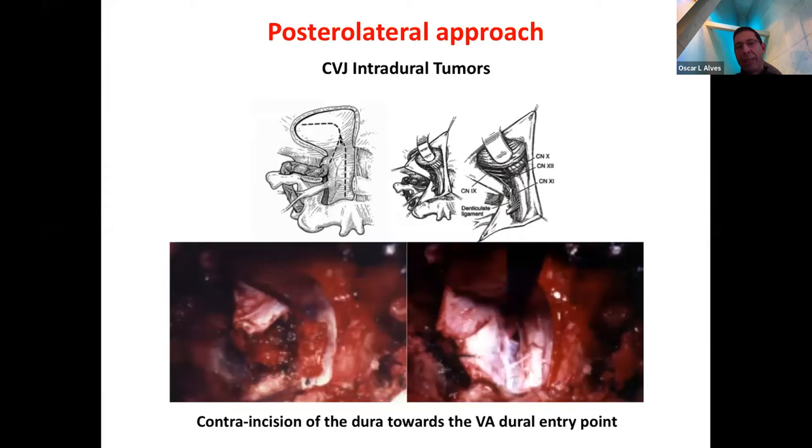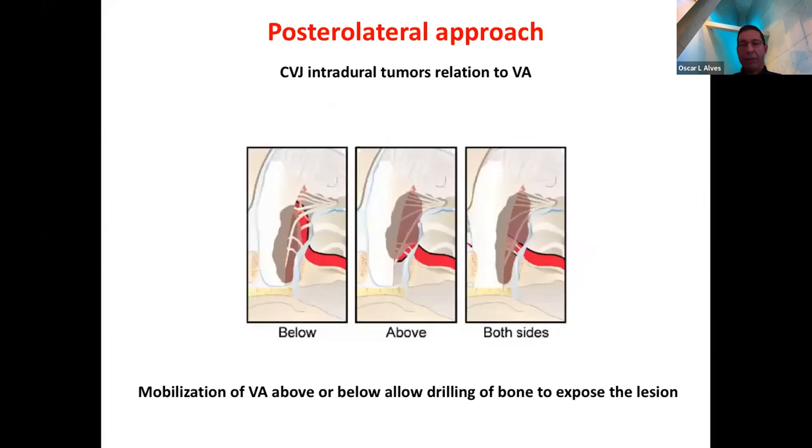Another important key concept: after you do your bone work, occipital and C1, you do this kind of incision of the dura, a hockey stick incision, and then a counter incision to the entry point of the vertebral artery intradurally. And this will give you a wide exposure to the tumor and control of the vertebral artery and the lower cranial nerves.